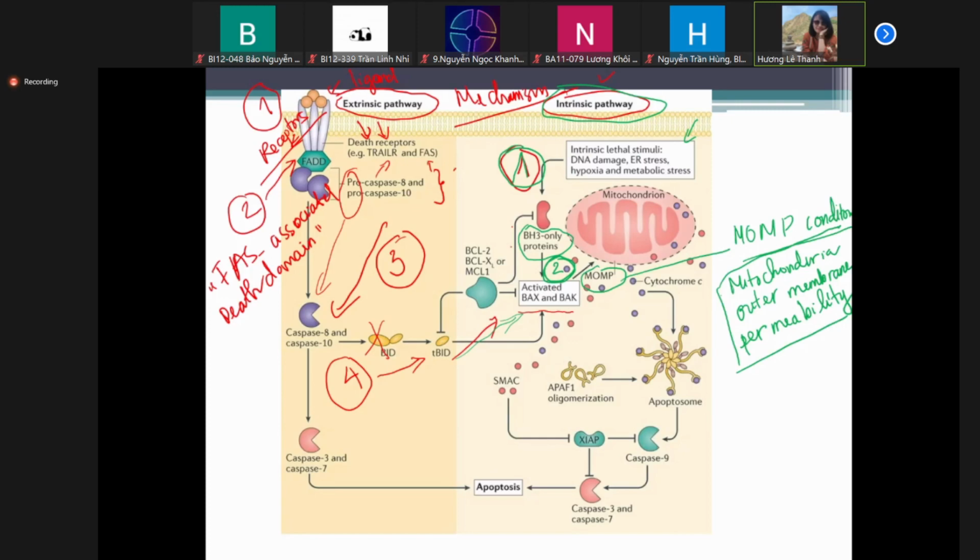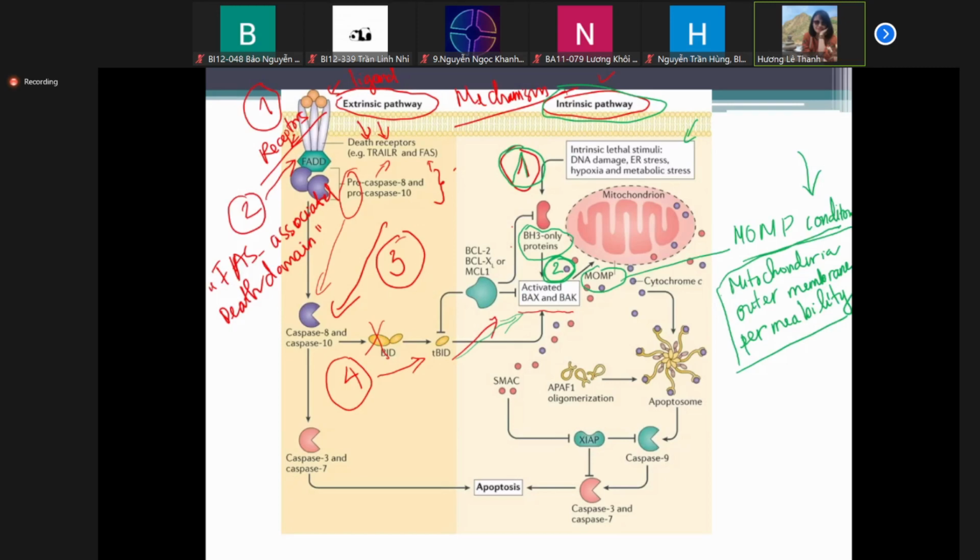MOMP is considered the point of no return for apoptosis. When MOMP happens, apoptosis is activated, and now we cannot stop it. We call it the point of no return. The steps leading to MOMP can be stopped by inhibitor molecules, but once MOMP has been achieved, the cell will complete the death process. MOMP plays its key role in apoptosis by allowing the release of cytochrome C into the cytoplasm.